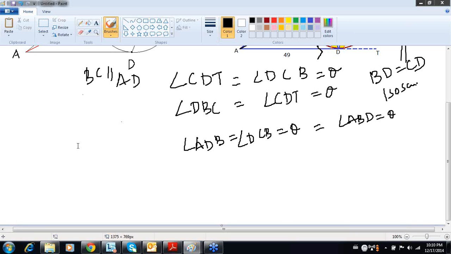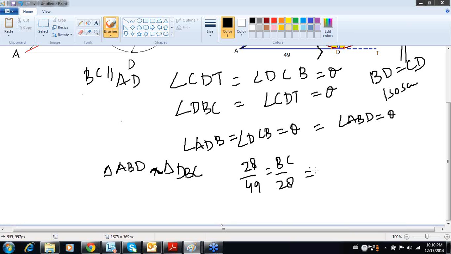Now let me go to triangle ABD and DBC, both are similar. Triangle ABD and triangle DBC are similar triangles. So if both are similar, what will we get? 28 by 49, just compare the sides. 28 by 49 will be equal to what? BC upon 28, which implies BC is equal to 16. BC is equal to 16.